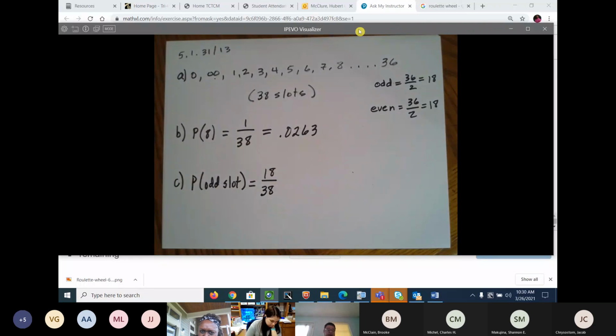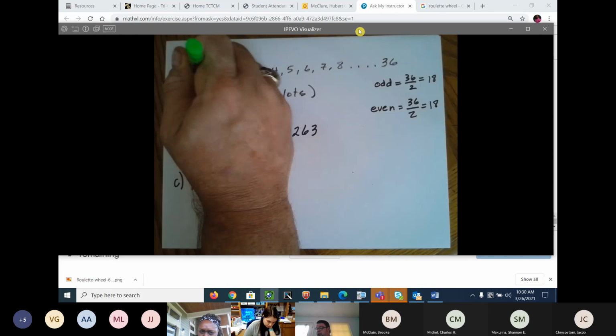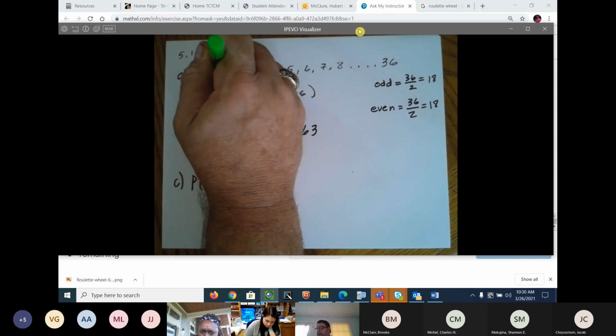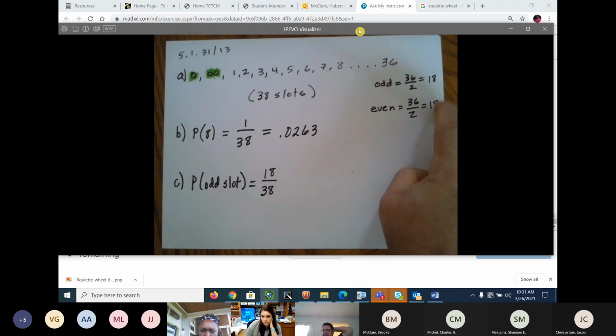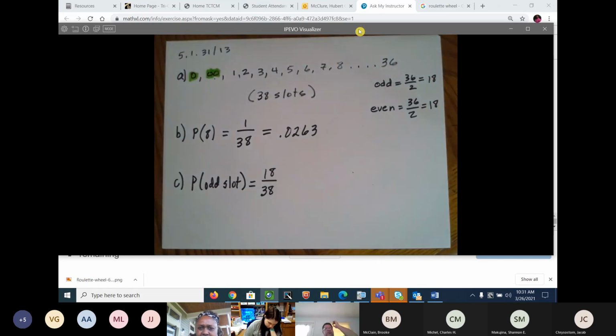Now, a lot of people say, oh, well, Hubert, what about the 0 and 00? Well, if you notice on any roulette wheel, the 0 and 00 are always what? Green. That means that they're neither positive or negative, so they are not included in the 18. They're neither odd or even.